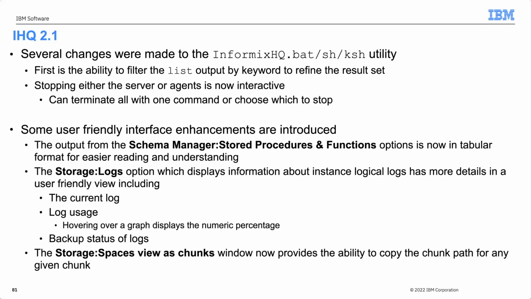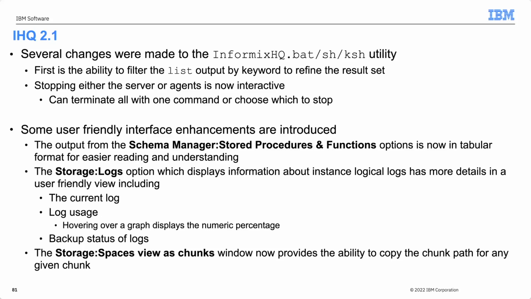So if you have 5 servers and 55 agents trying to do an IHQ list, there's a lot of stuff to parse through. If you know what your instance name is or what the property name is that you're looking for, you can do IHQ list and that name. And if that process exists, it will show it to you.